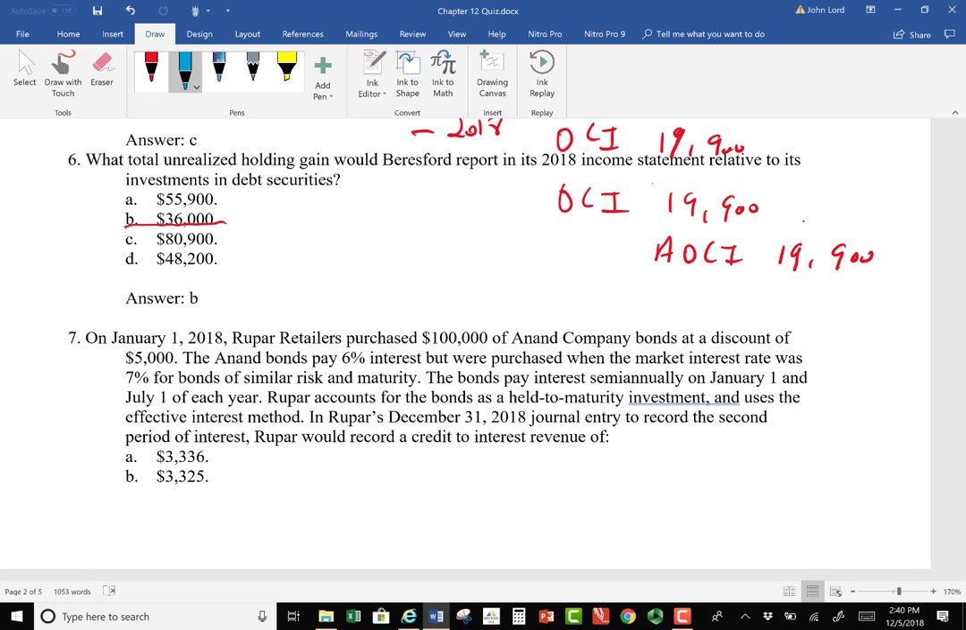Now, when we credit the discount for 325, we take 5,000 minus 325 gives me what? How much? 4,675. So now the discount is 4,675. So now the carrying amount of the bond is what? 95,325? It's come up by the amount of discount amortization.